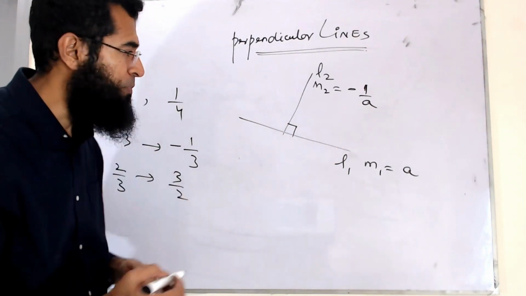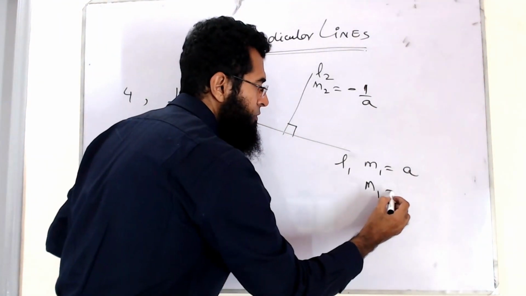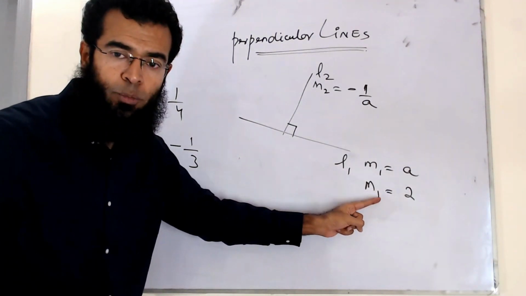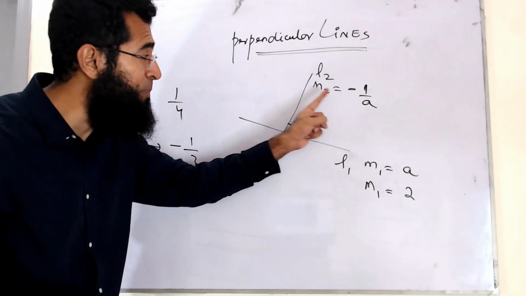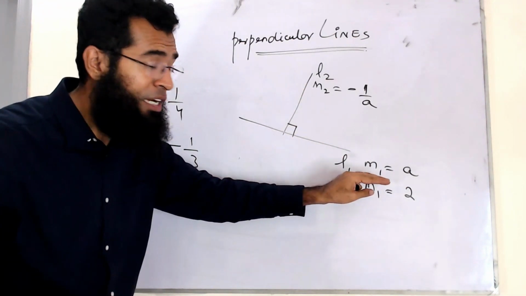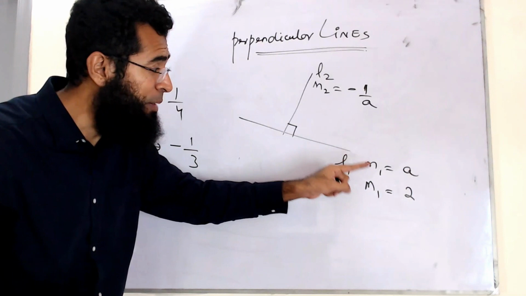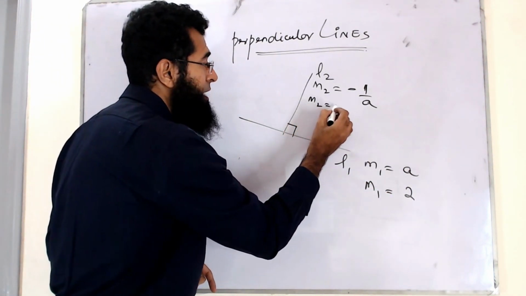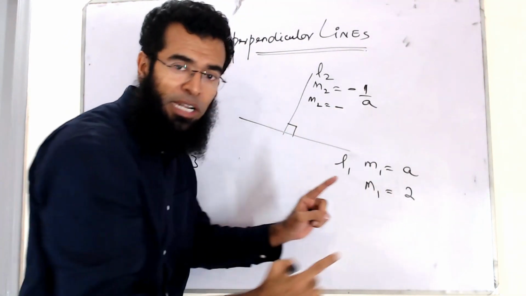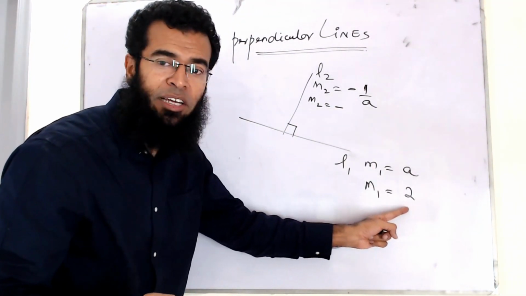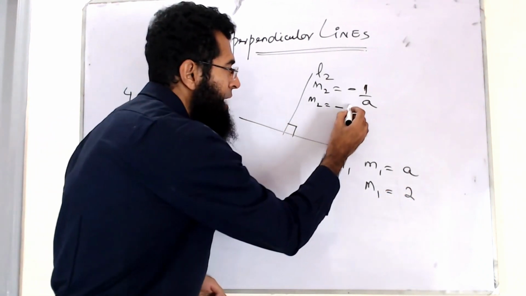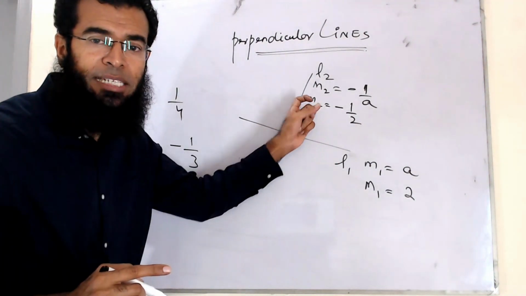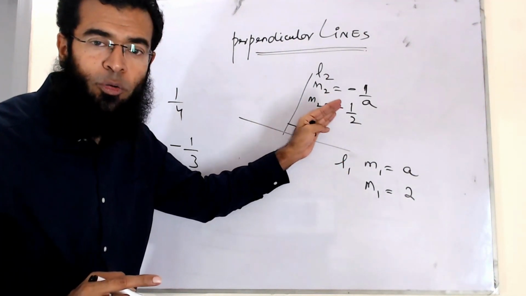I'll give another example. Let's say the gradient of line L1 is 2. So what will be the gradient of the perpendicular line? Negative reciprocal of this. So we'll multiply with a negative sign and simply take the reciprocal. So the gradient M2 will be minus 1 over 2. Please remember that the gradient of perpendicular lines is negative reciprocal of each other, right?